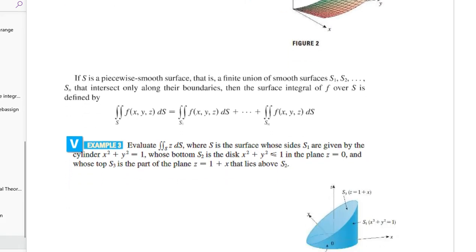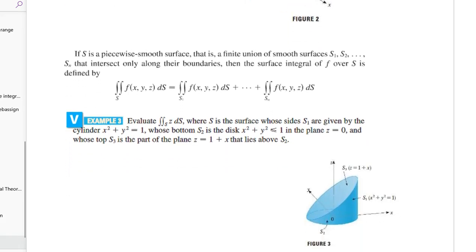So it's pretty straightforward. This here says if S is a piecewise smooth surface.